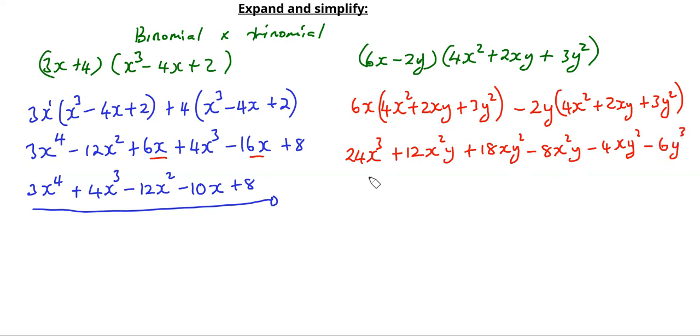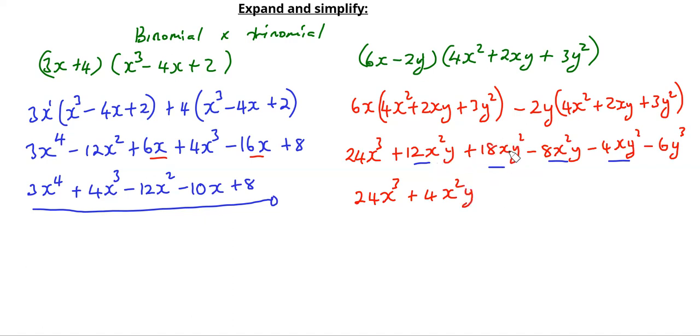Okay, so we can look for like terms here. What are the like terms that we have? We've got x squared y, x squared y, x squared y, we've got xy squared, xy squared, then the rest are not the same. So now let's write our answer. We're going to drop down 24x to the power 3. Then we solve 12x squared y minus 8x squared y. This is going to give us 4, so it's going to be plus 4x squared y.